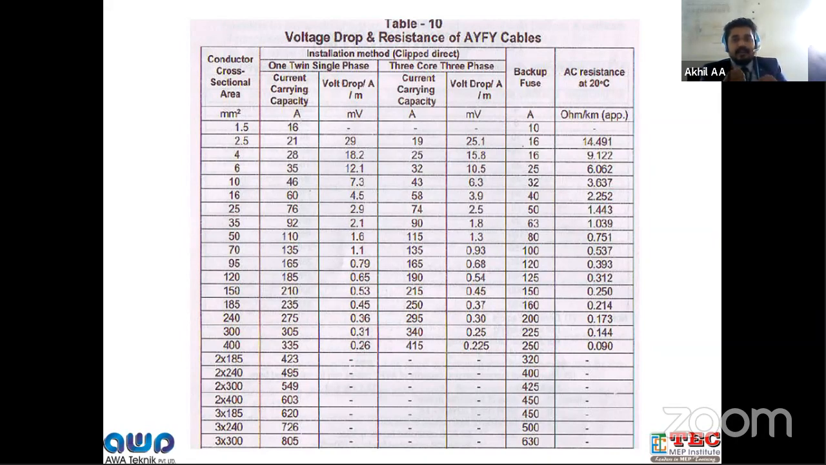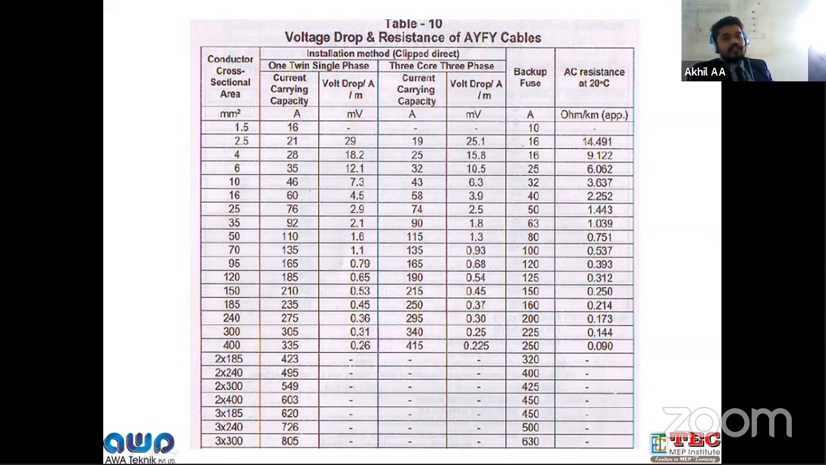So when you get the current rating and you add the safety factor, you will get the final ampere. From this final ampere, for example, if the ampere is 115, the corresponding cable size is 50 mm square for three phase. If it is 135, then it is 70. So after considering the derating factors, only then should you consider the total ampere.